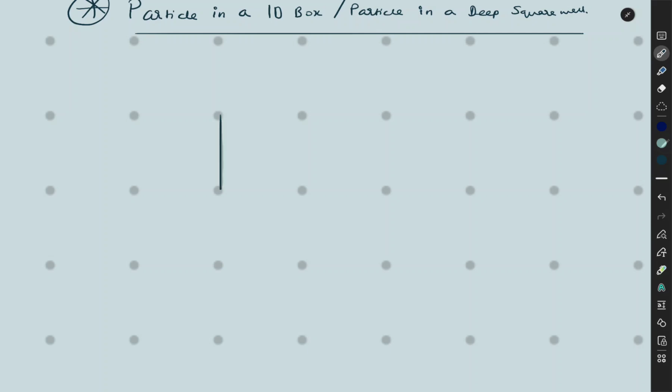So this is a deep square well, and this is suppose the x-axis, which is extending till plus infinity, and this is the negative x-axis, which is extending till minus infinity. Here it is 0, and here it is L, and the mass of the particle is equal to m.